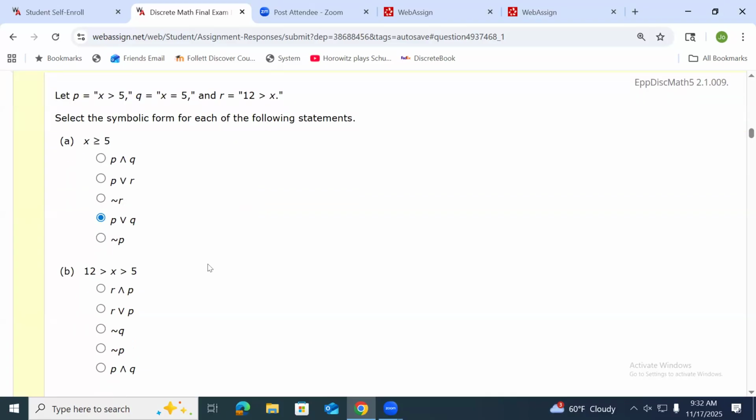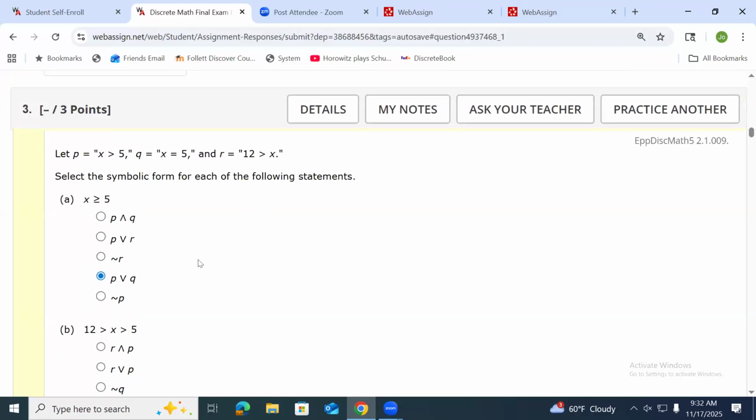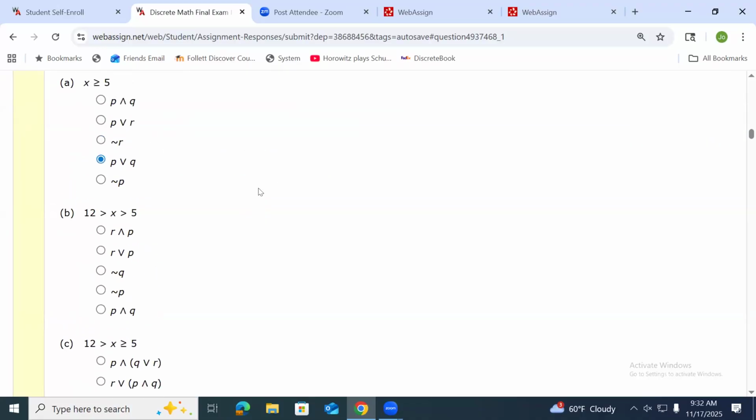But would these be joined together with an and? So does 12 is greater than X is greater than 5 mean that 12 is greater than X or X is greater than 5? Or does it mean that 12 is greater than X and X is greater than 5? What does it mean? It means and, right? So they're both statements and then an and between them. So it means P and R. So that would be P and R, which is the first one, or R and P, which is the same as P and R.